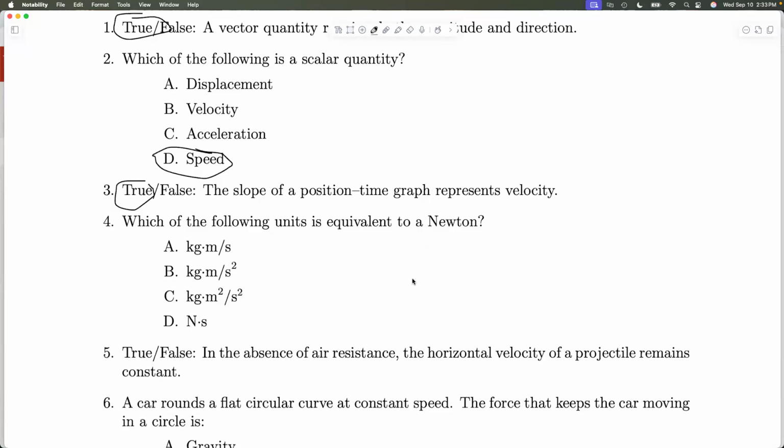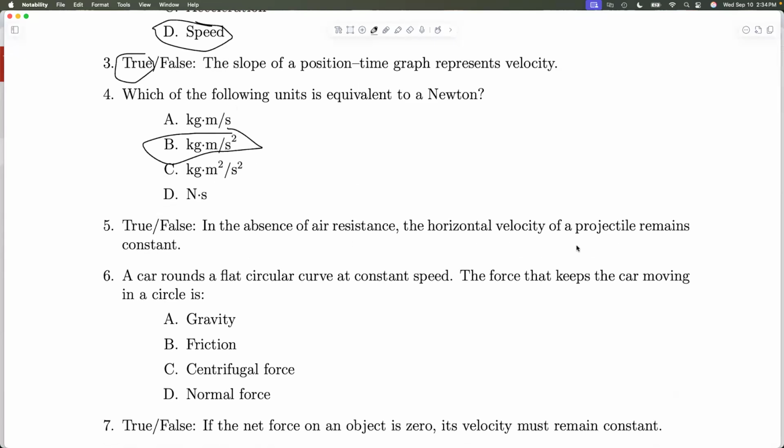And Newton, remember F equals ma, right? Mass times acceleration. So what's mass measured in? Kilograms. Acceleration, meters per second. Excuse me, meters per second squared. So kilograms times meters per second squared.